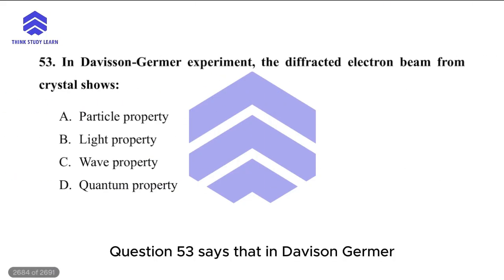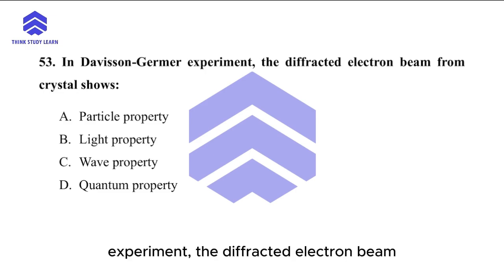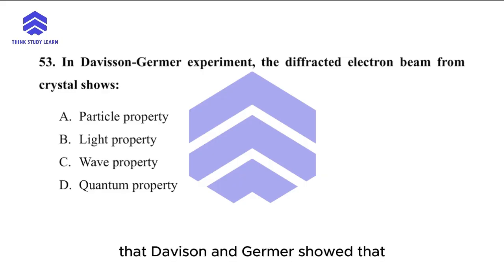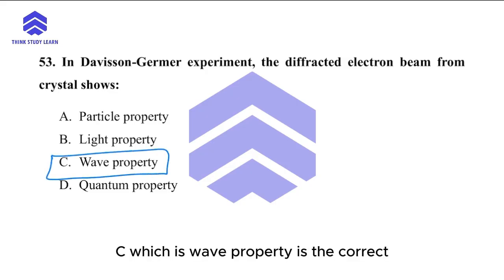Question 53 says that in the Davisson-Germer experiment, the diffracted electron beam from the crystal shows that Davisson and Germer showed that electrons can exhibit diffraction patterns. The experiment provided direct evidence of the wave-particle duality of matter, confirming that particles such as electrons can behave as waves. Therefore, we can say that option C, which is wave property, is the correct answer.